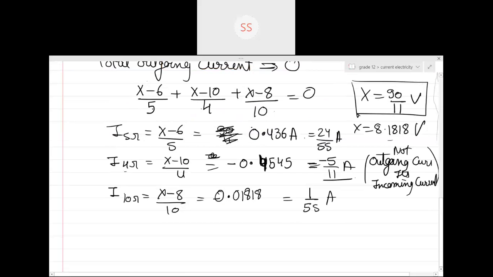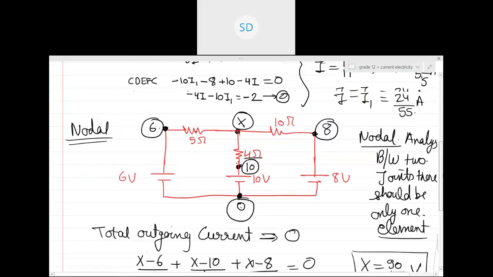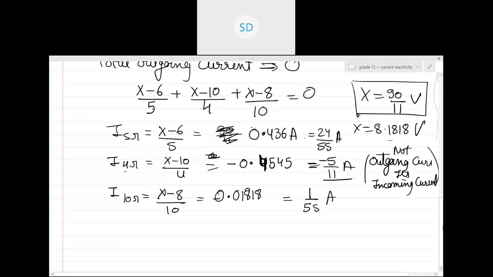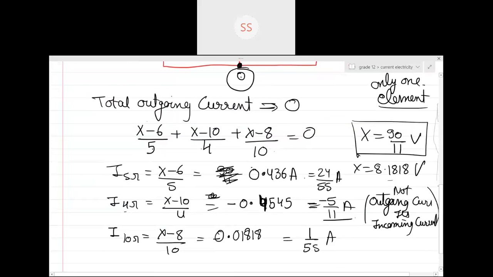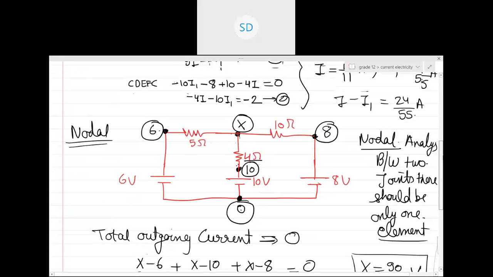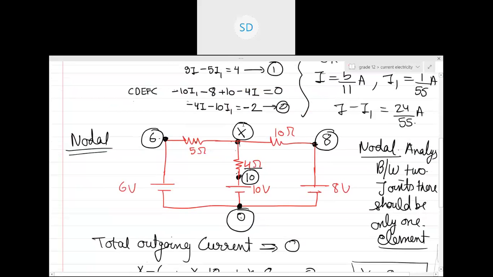Is this clear, guys? It doesn't matter whether you use nodal or KVL, the answer is going to come the same. Have you noted down things? Everyone noted down along with me now? Please remember, if the value is coming negative, that implies the direction which we have guessed is wrong. So the opposite is true. We guessed the direction was from x to 10, but it is the 10 to x direction.